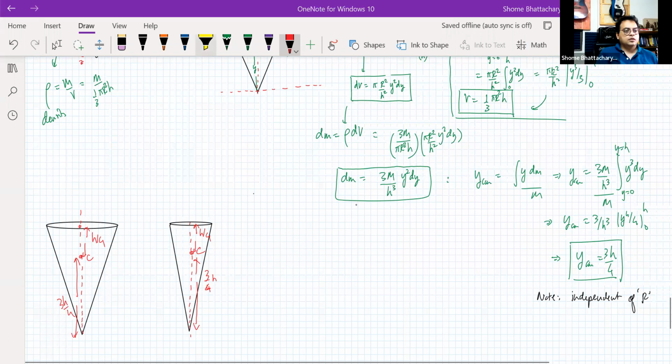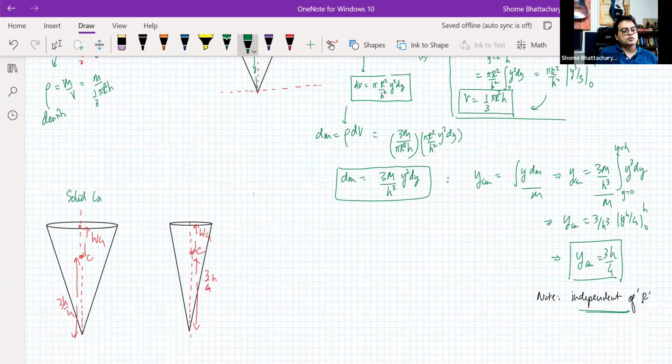As I was telling you, it's an interesting aspect that it is independent of R. As long as it's a solid cone, with the same height, the position of the center of mass will be the same for both of them.